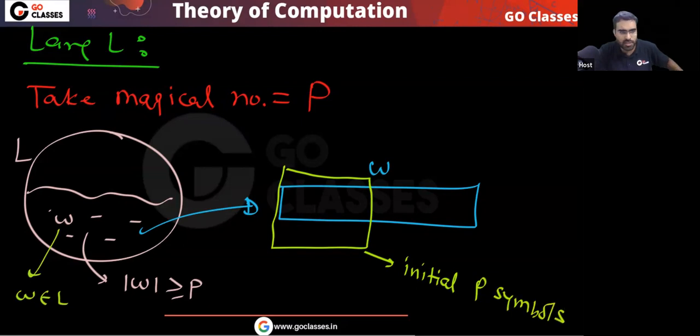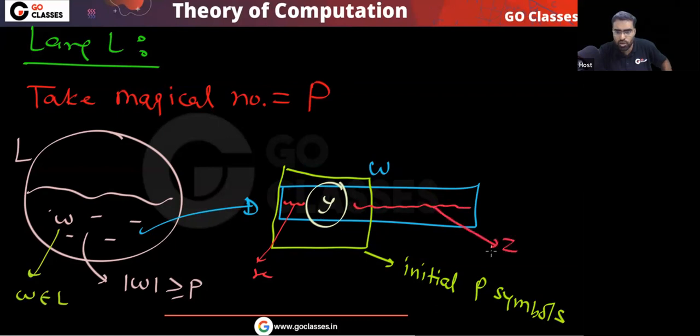Now within the first P symbols, there exists a non-empty section Y. Then there is something on the left of it, and something on the right. Left of Y, let's call it X, and right of Y, that is your Z. Now tell me, what will happen then?